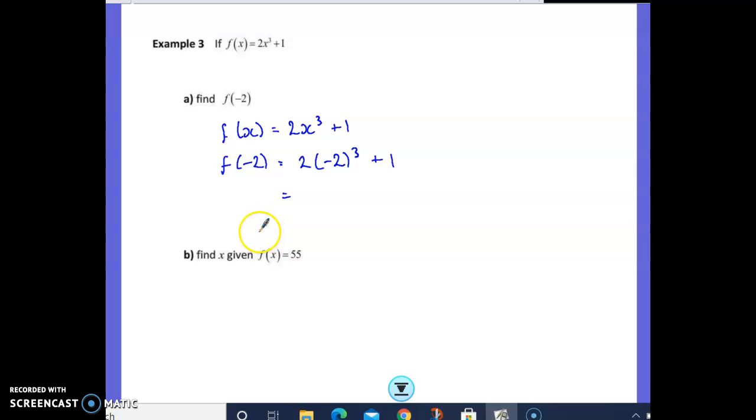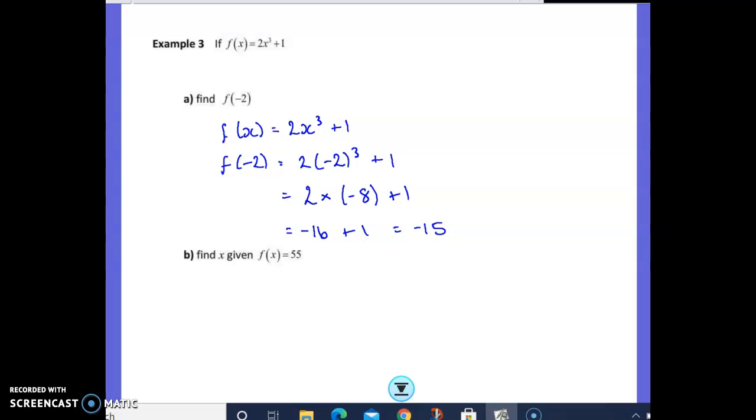If I deal with the numbers first, 2 times 2 times 2 is 8. Minus 2 times minus 2 is positive 4. 4 times minus 2 gives us minus 8. 2 times minus 8 is minus 16, plus 1 gives us minus 15.